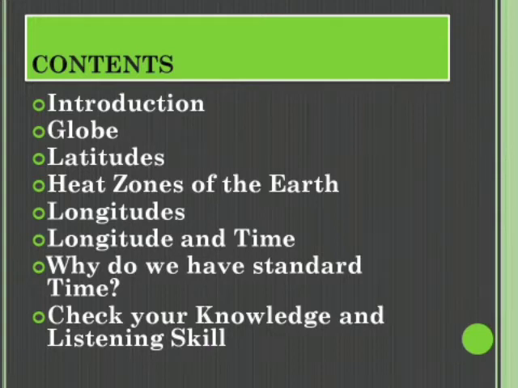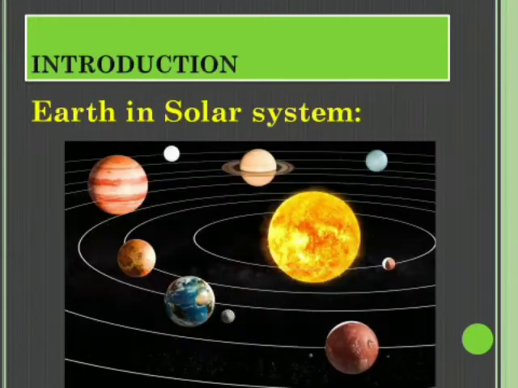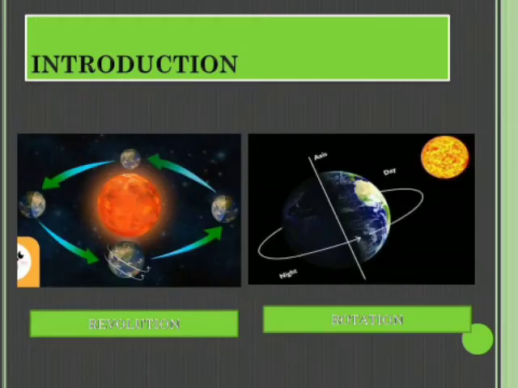See the next slide, children. Introduction. Already we have studied our earth is located in the solar system. See the next slide, children. You want to know the difference between revolution and rotation. What is meant by revolution? The earth moves around the sun. That we can call revolution. From this revolution, we get seasonal climates, for example winter and summer.